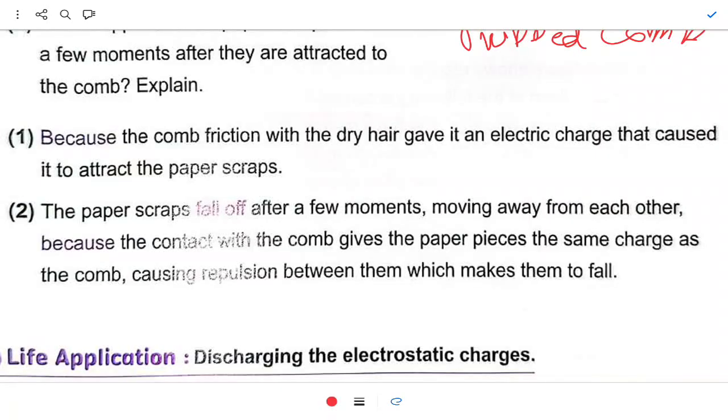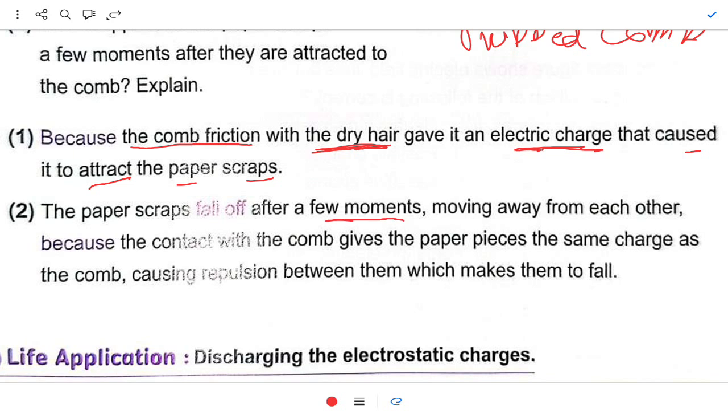Can you give me the reason? I will tell you. Because the comb's friction with the dry hair gave it an electric charge that caused it to attract the paper scraps. And the second thing, the paper scraps fall off after a few moments.